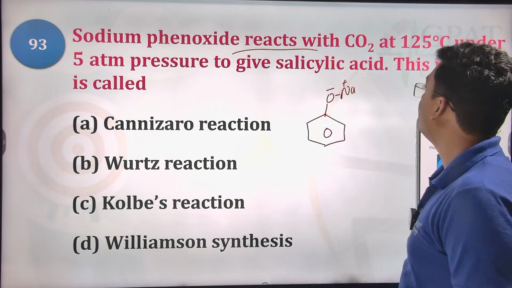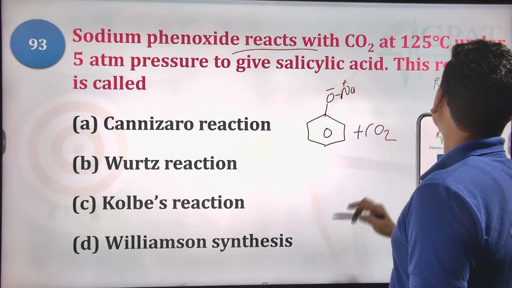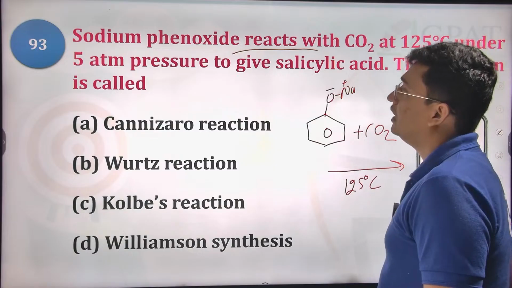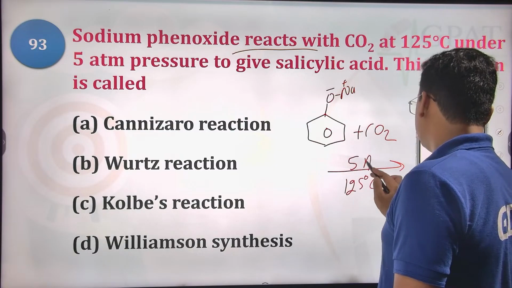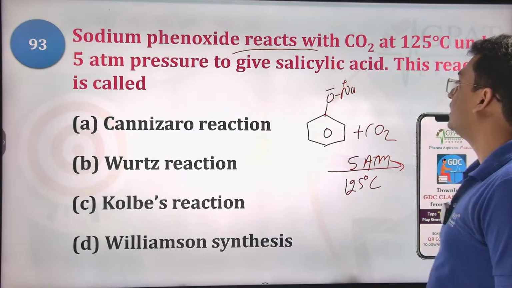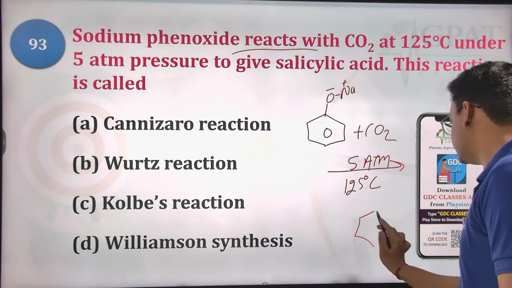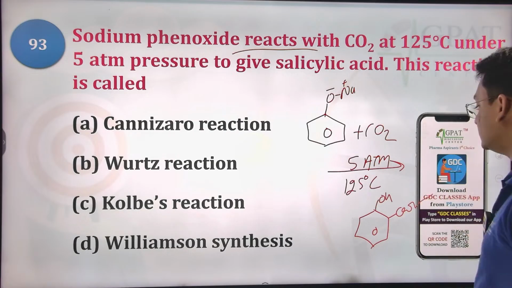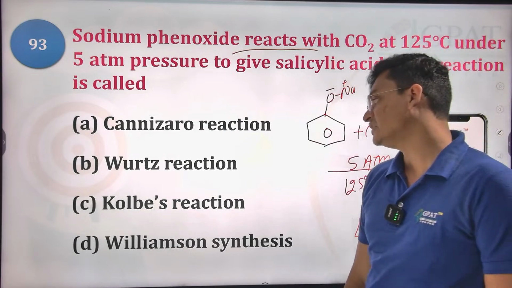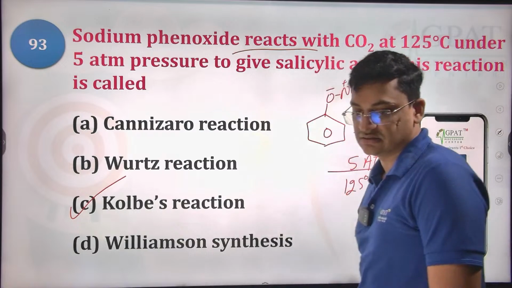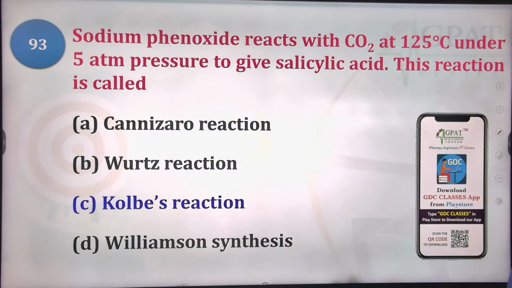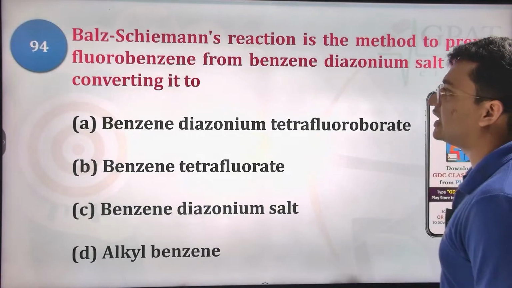Sodium phenoxide reacts with CO2 at 125 degrees centigrade and 5 atm pressure and gets converted to salicylic acid. This reaction is all about Kolbe's reaction. So yes, C is the right answer.